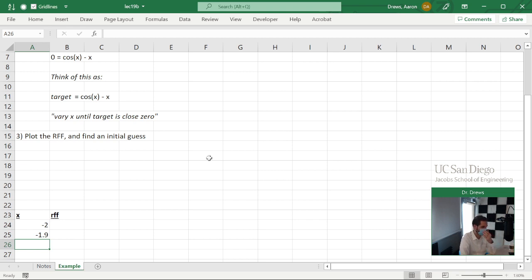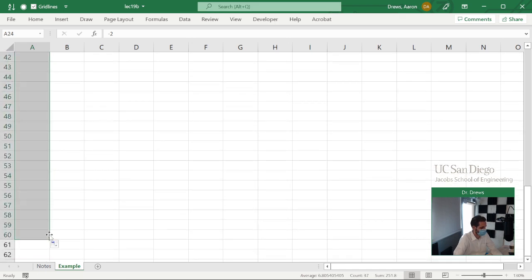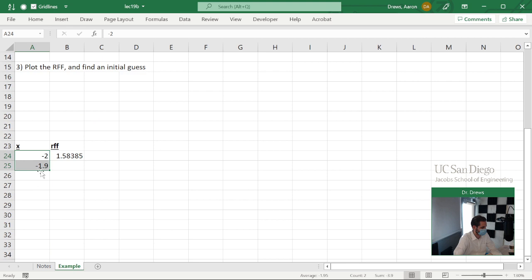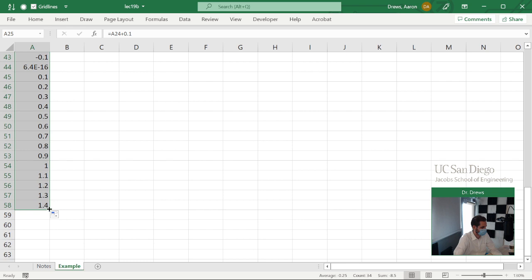The plot doesn't have to be terribly accurate. And then the root finding function is just whatever the root finding function is evaluated at that x. So for our case, it's cosine of that value minus that value. Right, we're just evaluating a function here. It just happens to be called a root finding function. So I'll drag this down. We'll go to about +2. Oops, I did that last time. Let's see how close that got. Pretty close. A couple more to get us up to 2. One more.